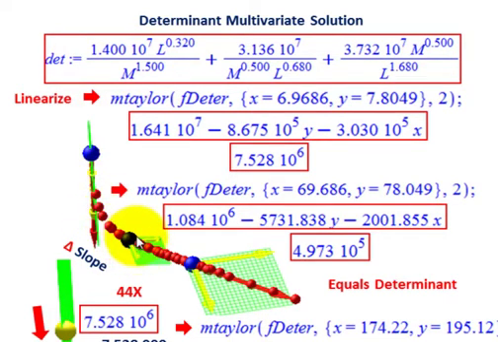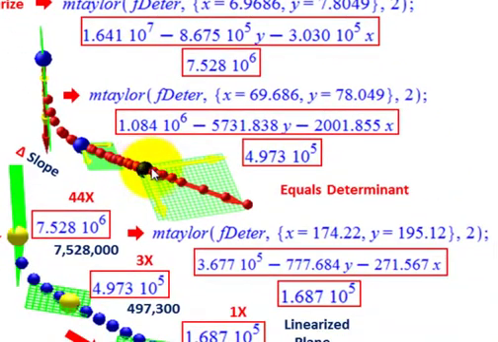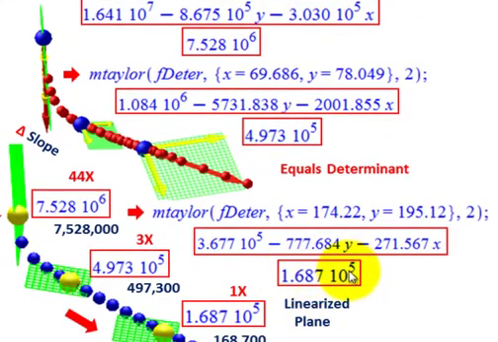Then this is our second point, that mid-range point that we calculated here at 69 and 78. Volume of 4.973 10 to the 5th. And then our last point here was where we would have had x, or m, equal to 174, fractional amount, y equal to 195. Do a Taylor expansion against our determinant multivariate solution, and you're going to come up with another expansion plane here. Each one of them has a plane to x and y terms, and that was really linearizing our multivariate determinant. So you can see there's some rationale here in our determinant. And in this case, we're going to come up with 1.687 10 to the 5th.